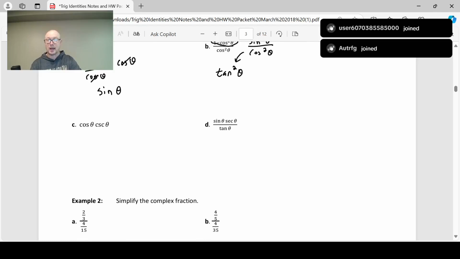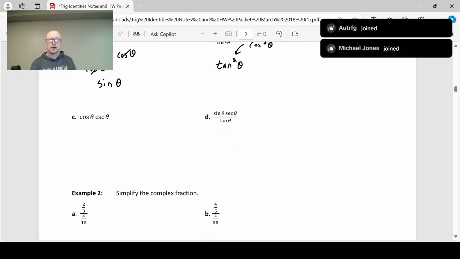Okay, in our next problem, we have cosine theta times cosecant theta, and we want to simplify that. Well, I see here that I don't have a squared, so I'm probably going to use some type of replacement with either quotient identity or reciprocal identity. So I see cosine theta, and cosecant theta is 1 over sine theta. Well, what is that equal to? That's equal to cosine theta divided by sine theta, and that is equal to the cotangent theta when I get it down to a single identity. All right?